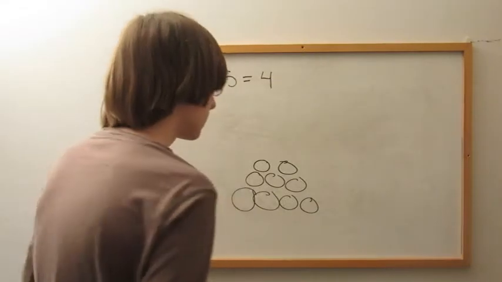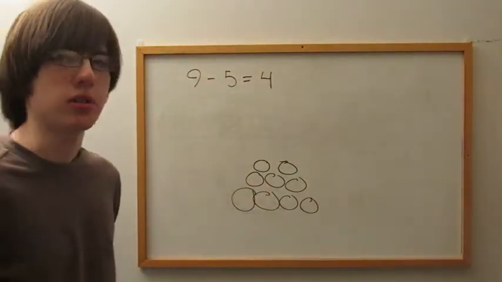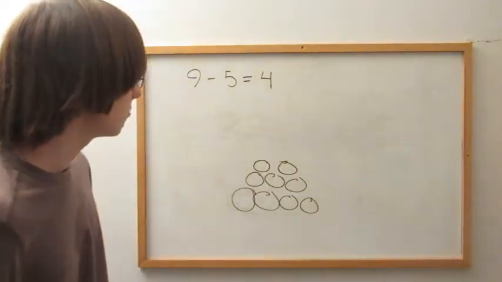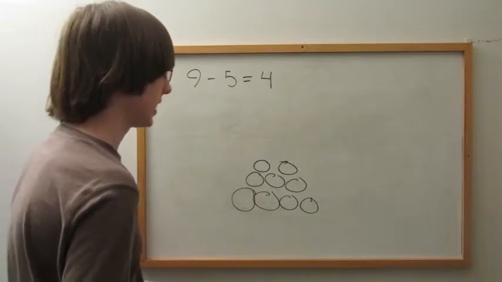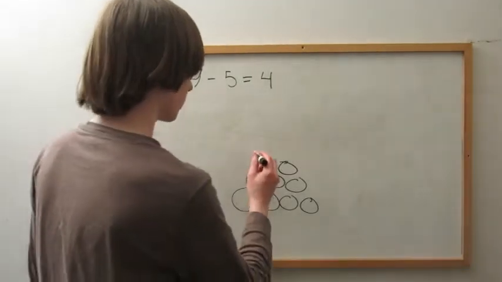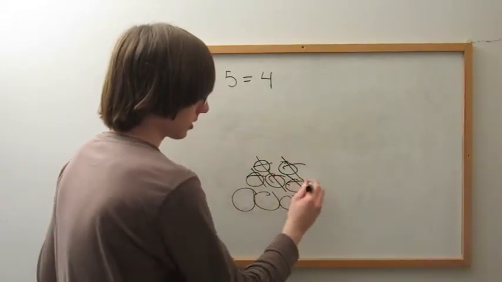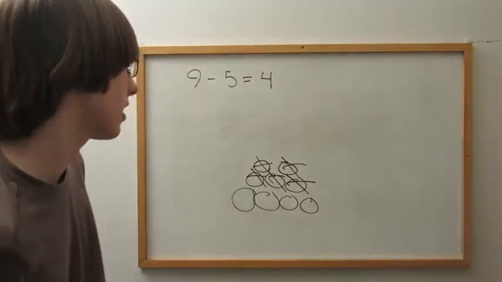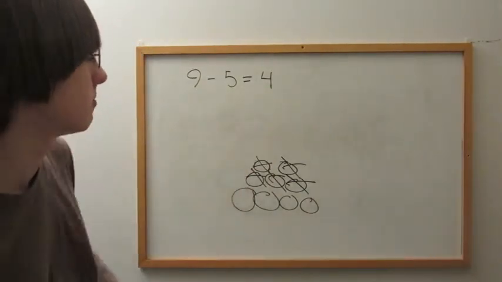We have, we'll say, 9 apples now, alright? But my friend Bob came over and ate 5 of them. How many do we have now? We have 4 now.